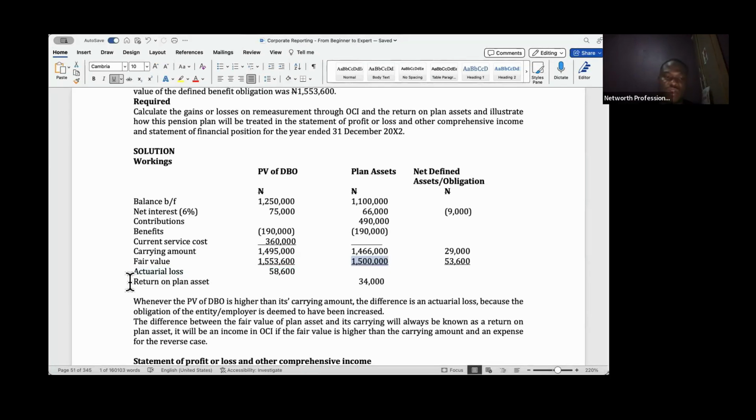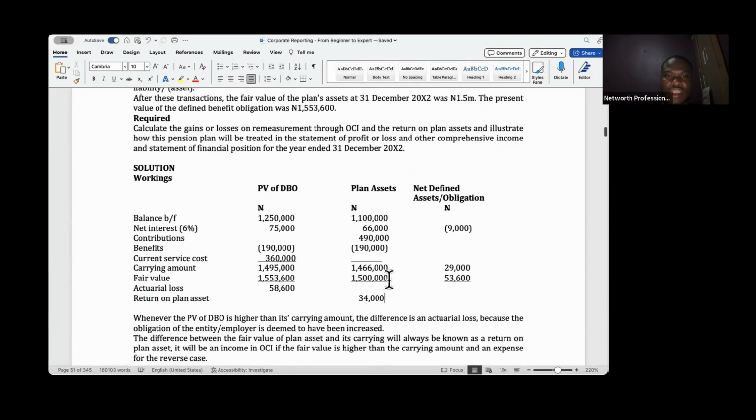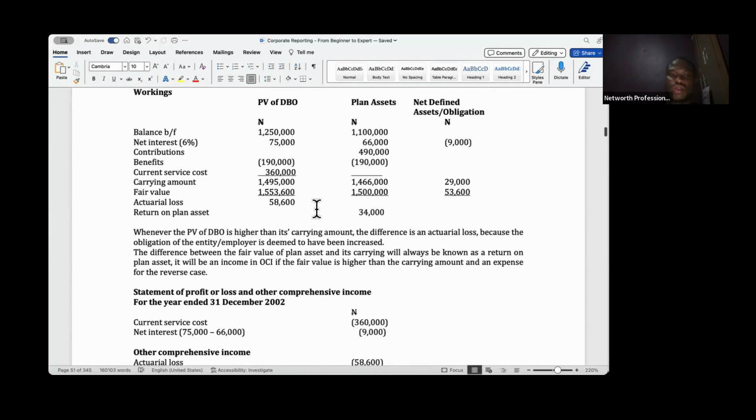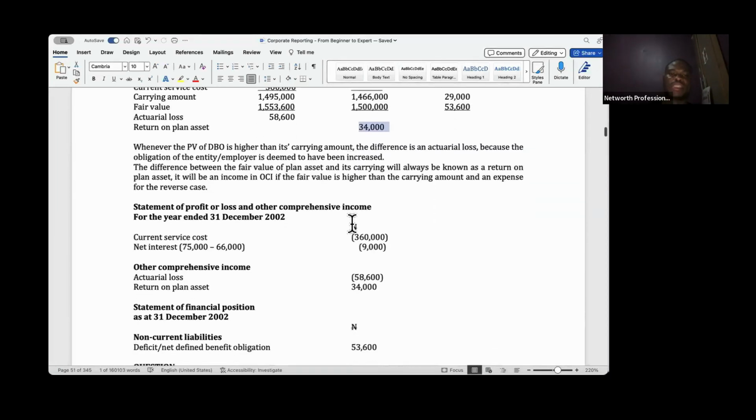But now, because that has to do with assets, they call that return on plan asset. Since it is coming up as a result of a measurement as well, it will also go to OCI. So we have solved the first part of this question, asking us to calculate gain or losses on remeasurement through OCI and return on plan asset. So we have an actuarial loss here, and here we have a return on plan asset. They also asked us to prepare statements.